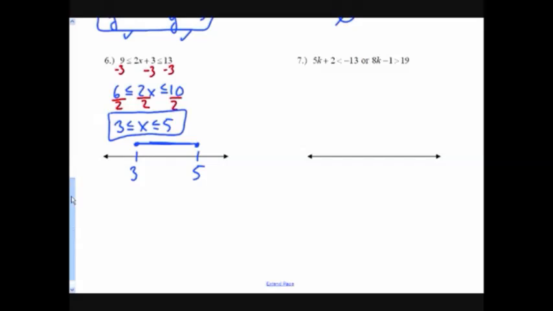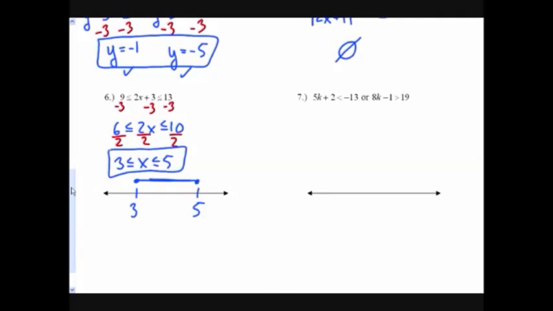For the next one, the or is essentially just two inequalities that we have to solve. I'm going to subtract the 2 from each side. So I get a 5k is less than a -15. And now I have to divide each side by a 5. And what I'm dividing by here is a positive, so I don't have to flip the inequality sign. It's a k less than -3. If I multiply or divide by a negative, remember I have to flip the inequality sign. Don't forget about that. Here I've got to add 1 to each side.